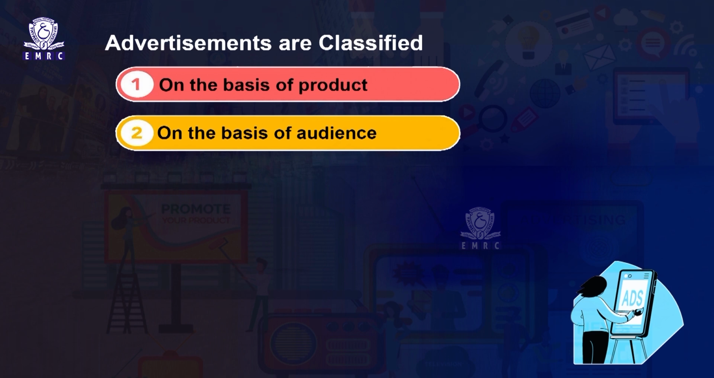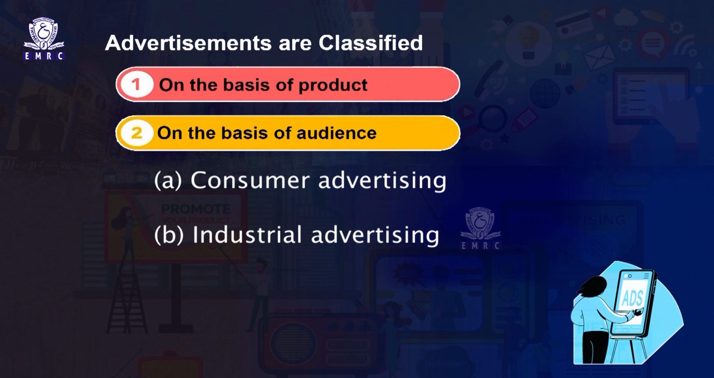2. On the basis of audience. On the basis of audience to which an advertisement is directed, it may be divided into A, consumer advertising, B, industrial advertising, and C, trade advertising. A. Consumer advertising is directed towards the consumer who is the ultimate purchaser. Usually, the producers who produce consumer goods use this type of advertising as they sell the goods through wholesaler, retailer, departmental stores, chain stores, etc.